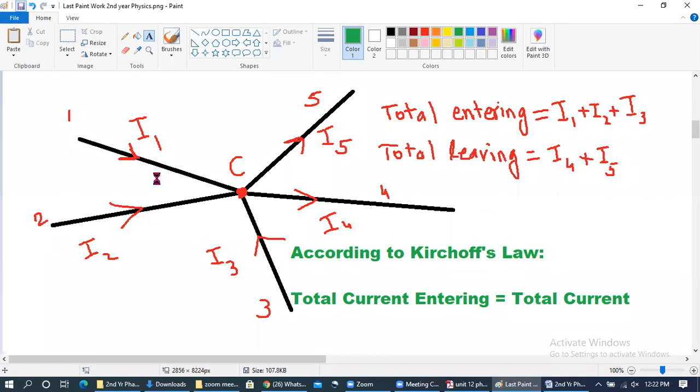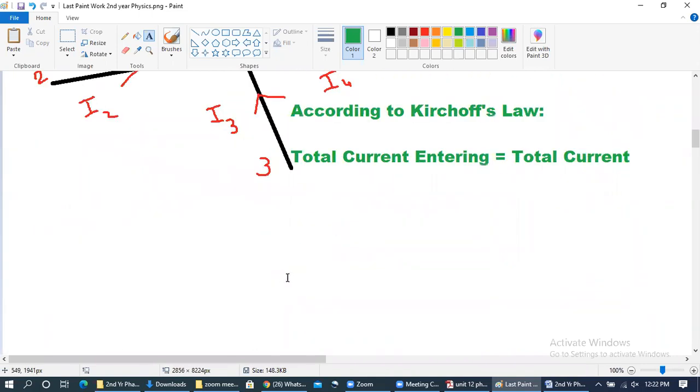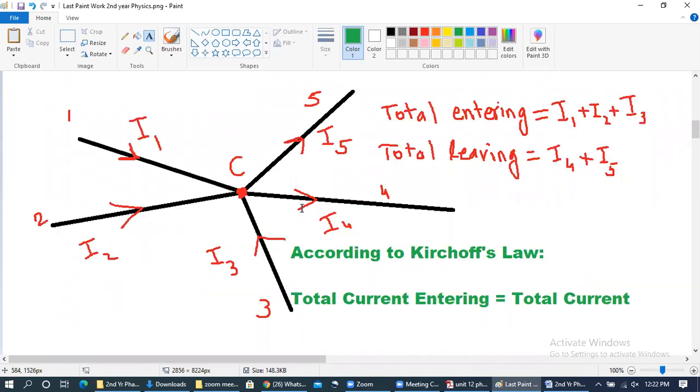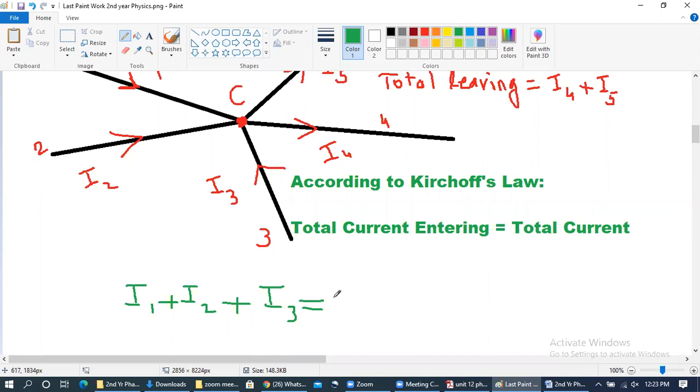Okay, so this was the main theme. Now, yes, the time is over. I hope you have got it. Let me write another equation. Leaving and entering must be the same. It means that the entering current I1 plus I2 plus I3 must be equal to the leaving current, which is I4 plus I5.